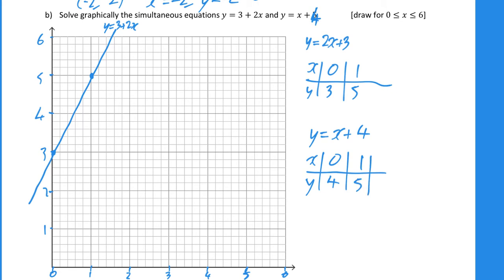When x equals 2, we really could put in x equals 2 as well. x equals 2, 2 plus 4 is 6. So there's 3 points we've got. When x equals 0, y is equal to 4. When x equals 1, y is equal to 5, so we've already got that one done. And when x equals 2, y is equal to 6.